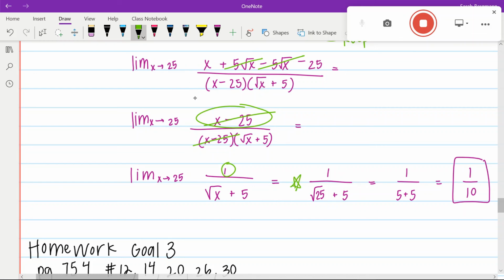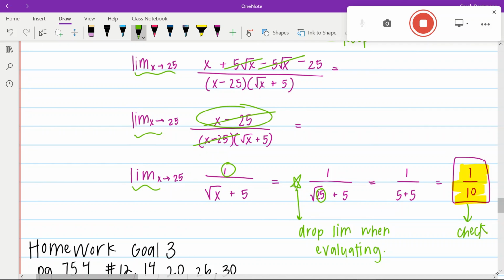So we can drop the limit in front. Notice when we're plugging in the actual number, we drop the limit. But make sure you do not drop the limit until this step. So notice we kept the limit throughout the entire problem until we actually plugged in the number. So now we plug in 25 for x, we get 1 over 5 plus 5. So our answer is 1 over 10. And again, we could check this on our calculator using the graph or the table, or both.